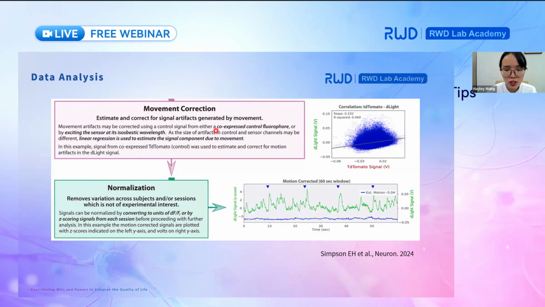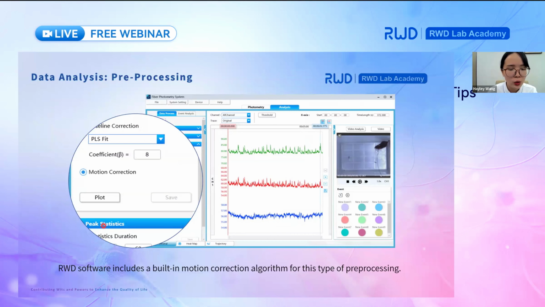The fluorescence of the calcium indicator will change with the change of calcium ion concentration, while the signal collected at the isosbestic point will only remain within a relatively stable range. That is, the collected fluorescence has nothing to do with the physiological signal, and then the motion noise is processed and corrected through an algorithm. So our software includes a built-in motion correction algorithm for this type of pre-processing.